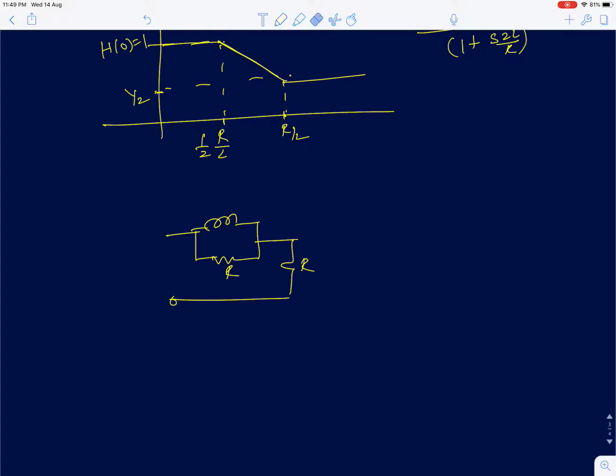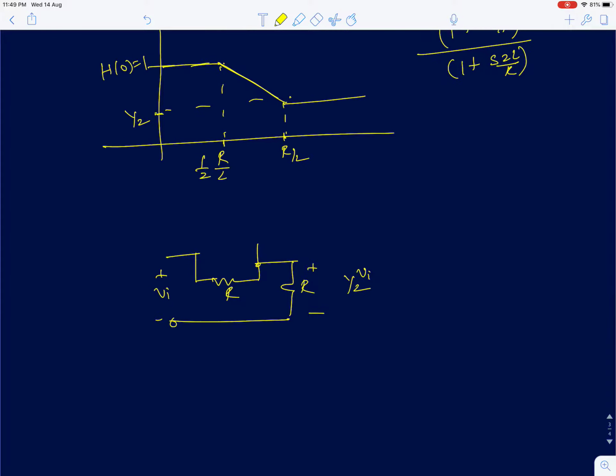So at high frequencies, the inductor will behave like an open circuit, so I can just open it out, and you can very easily see the voltage gain for this circuit is going to be half. This is Vi, you are going to get half of Vi across the resistor. So therefore it has to be half.